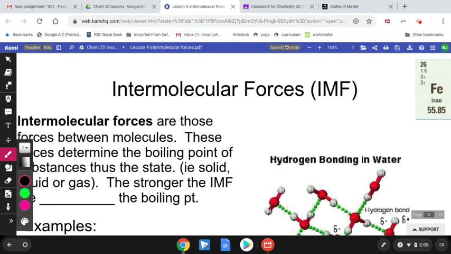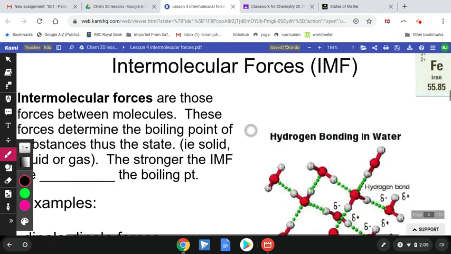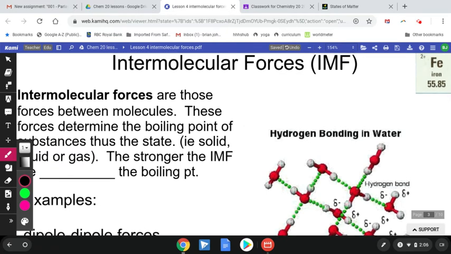Now, where we're going to spend our time today is on intermolecular forces. And if you're in my class, you'll have some study notes for this. And if not, you might want to put these examples down on a sheet of paper or save this lesson to refer back to. So intermolecular forces, between molecules.